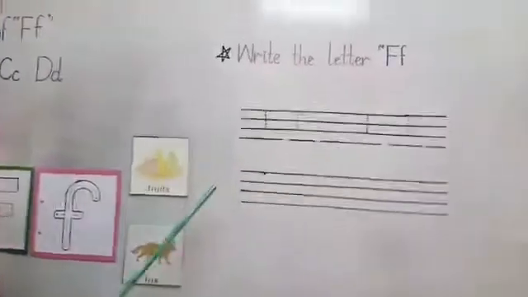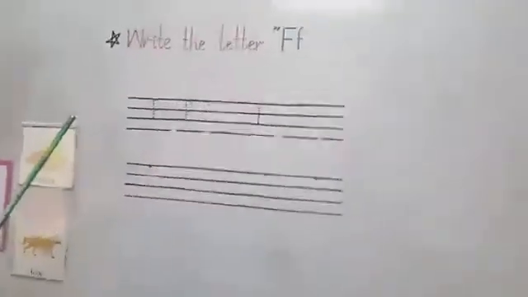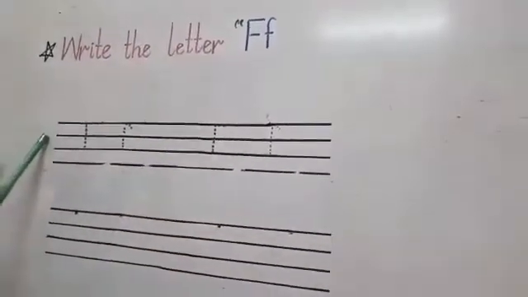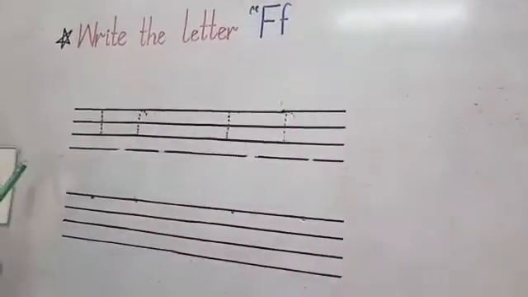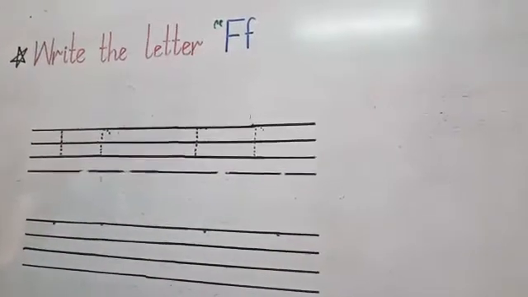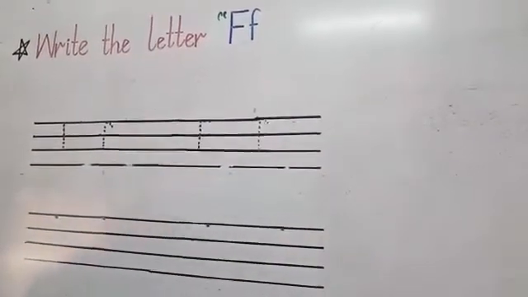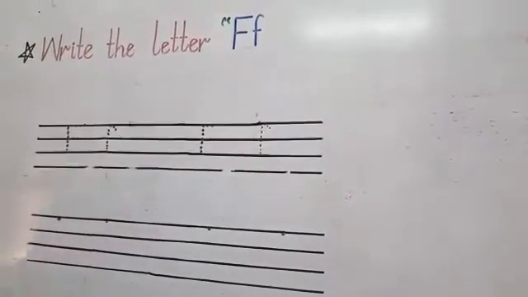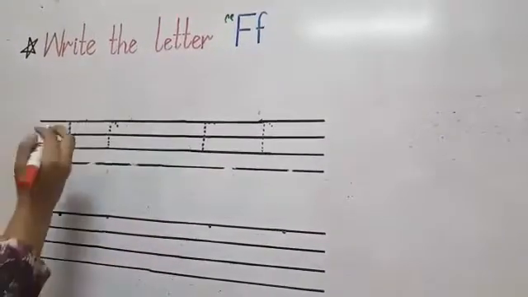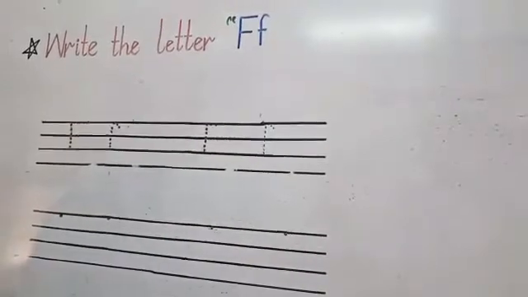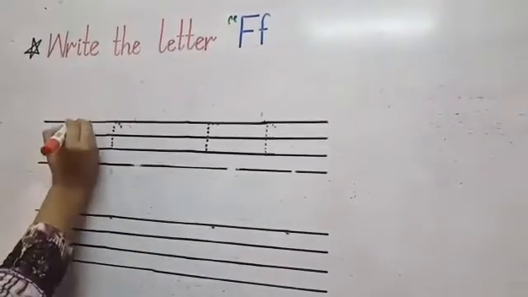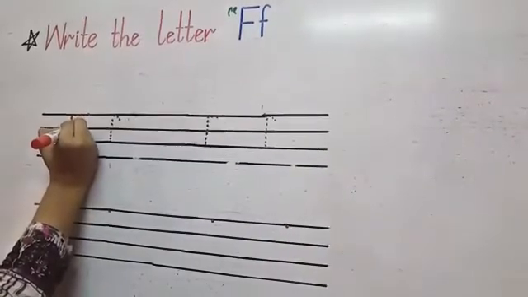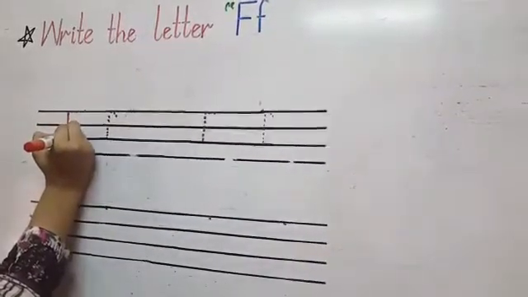Now tell me how many lines are in our English activity book. 4 lines. Count with me: 1, 2, 3, 4. Today I will tell you how to write F. First we write F in the first 3 lines. Put the pencil on the dot and follow the dot. Don't skip any dot. Down, down and touch the line like this.